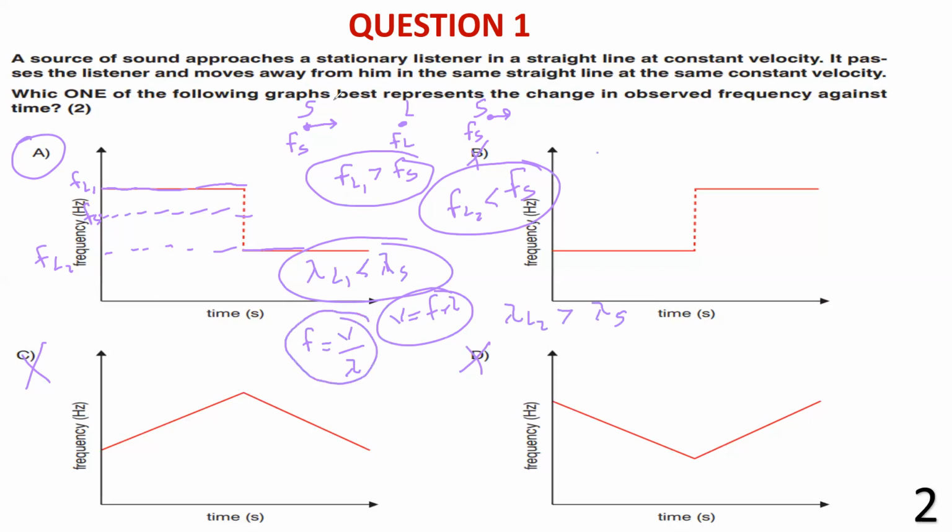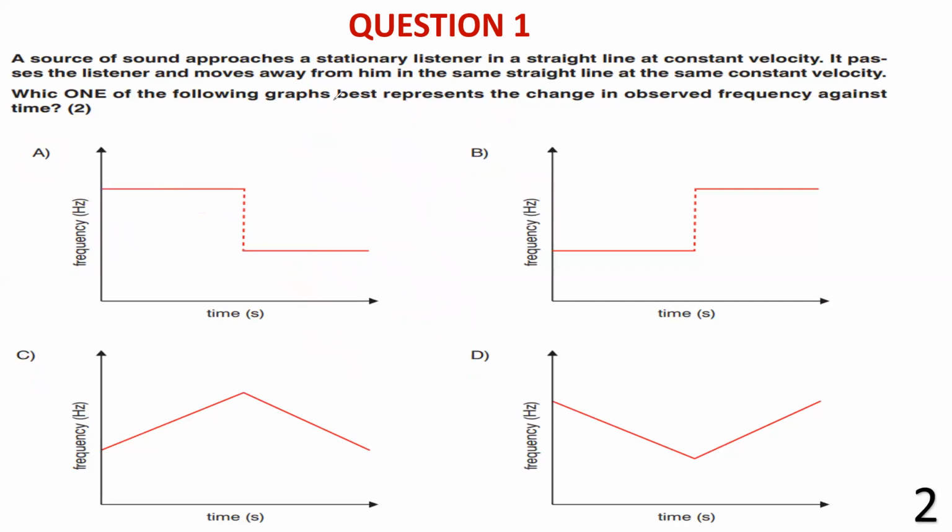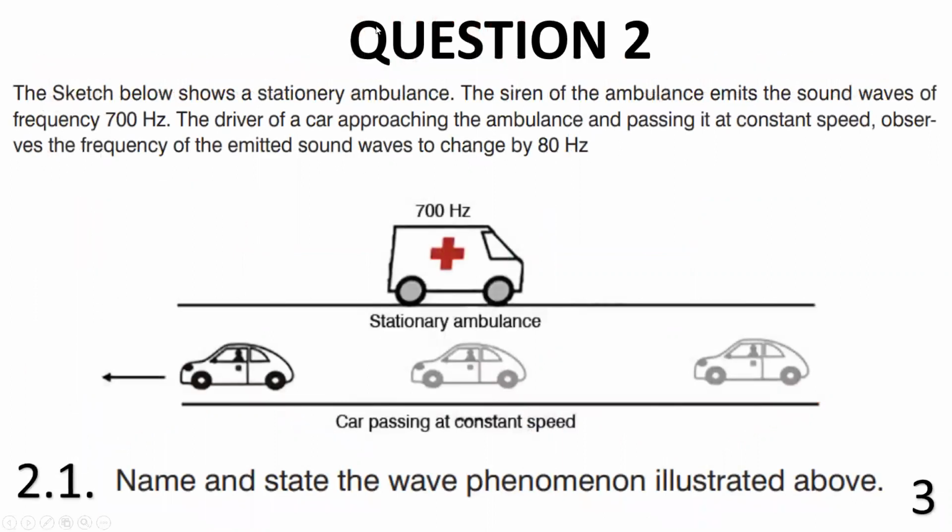So we have done our multiple choice question. I hope everything is fine. Let's continue. When they are coming closer, we have higher frequency but shorter wavelength. And when going away, we have lower frequency but longer wavelength. We should just remember these 2 points and then we're done. Okay, question 2 is coming now. It's a long question. Let's see what's going on.